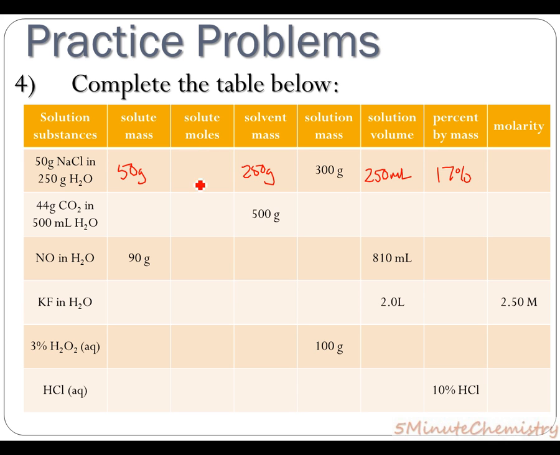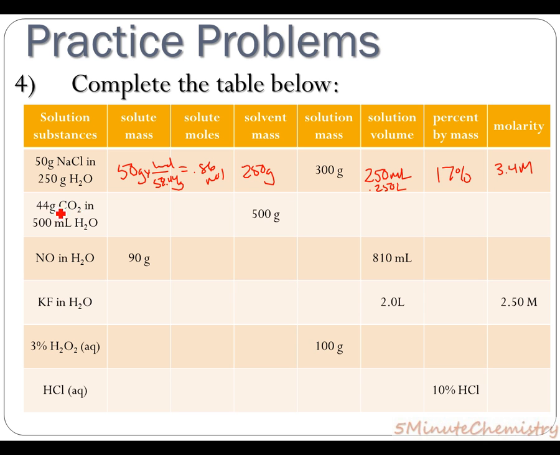Next, I want to convert the mass of the solute into moles of solute. So we have to consider salt is 58.44 grams per 1 mole, which would lead us to 0.86 moles. Take those 0.86 moles, divide them by 0.250 liters. 250 mils is 0.250 liters of solution. 0.86 divided by 0.250 gives us 3.4 molar.